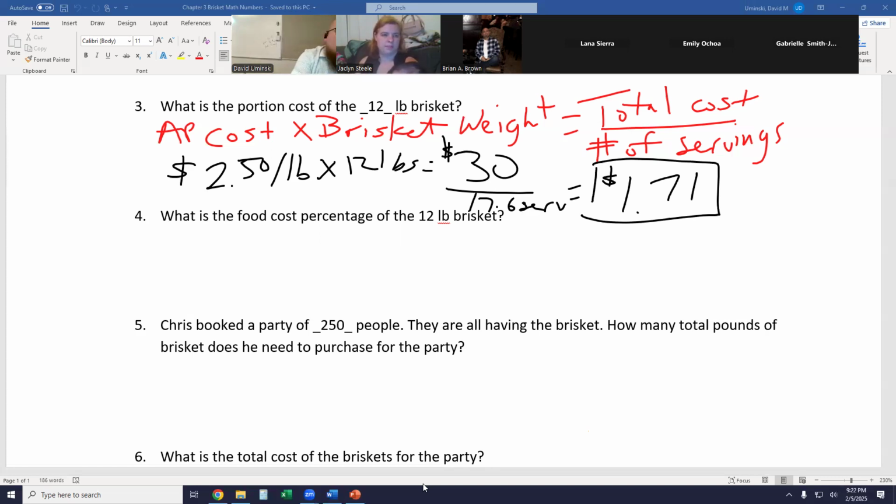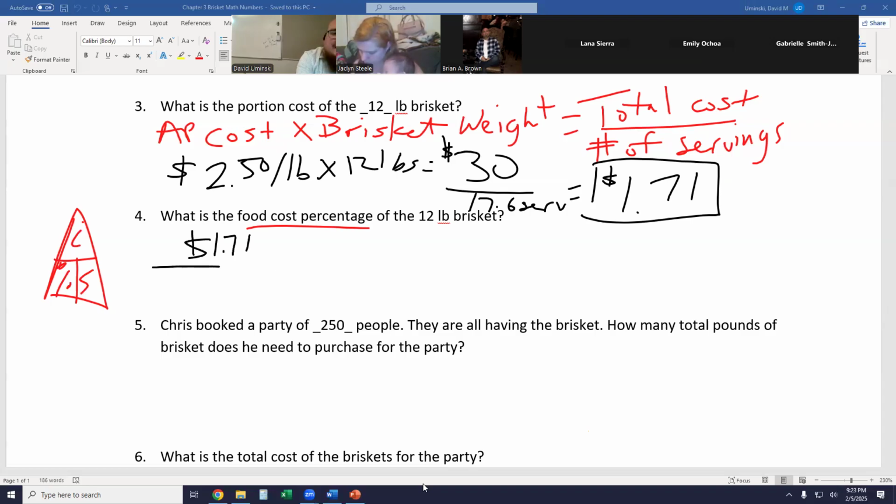Number 4, food cost percentage. What are we going to use right here? We're looking for food cost percentage. The triangle. We're going to use our triangle. Cost, percent, sales. What is our food cost? From number 3, $1.71. Right? And how much do I sell it for?